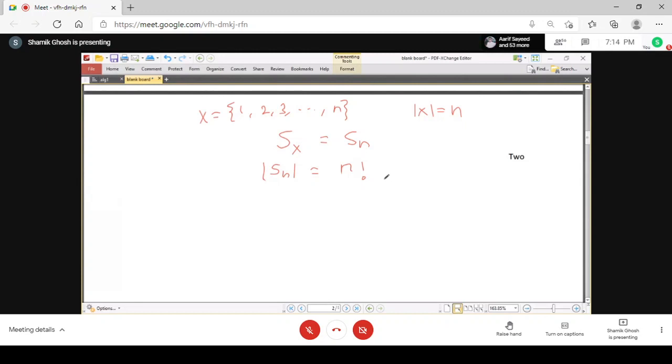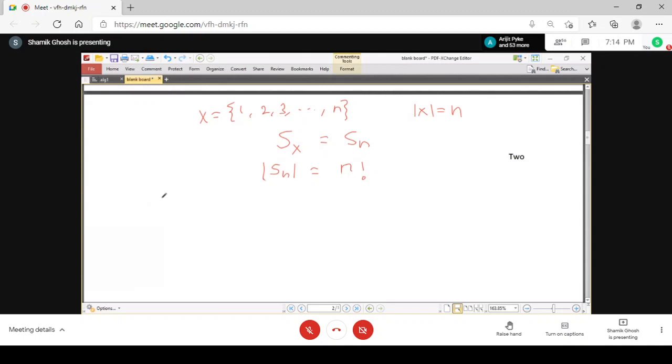And this is basically huge. As n grows, n factorial will grow astronomically. So this will give you a very large group for large n. However, let us see the properties of this S_n and how we can compose two elements of S_n. This is the first thing.